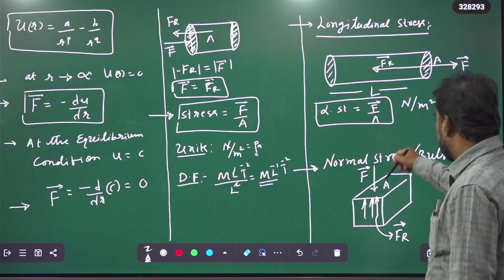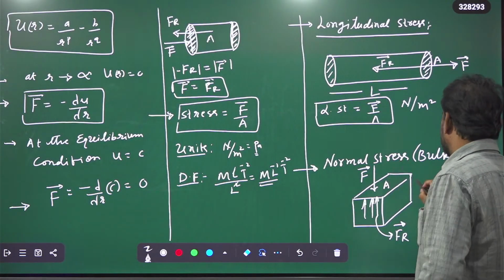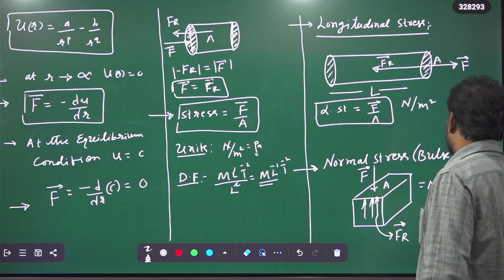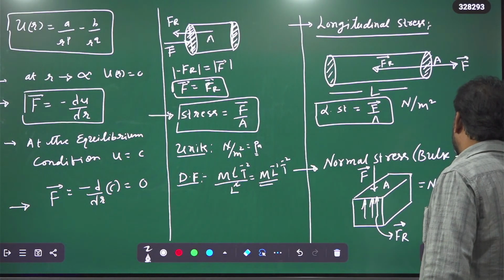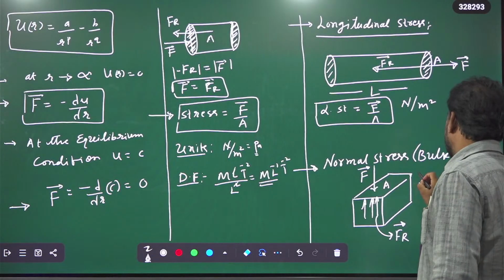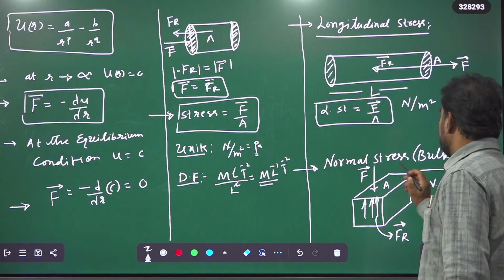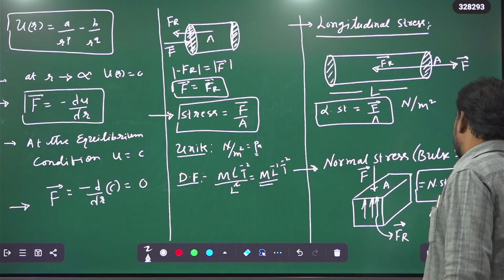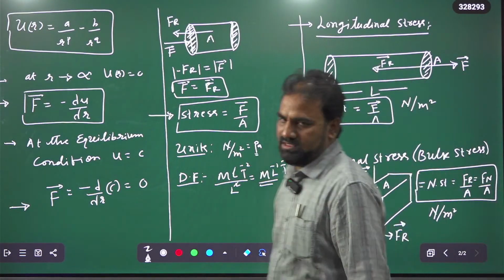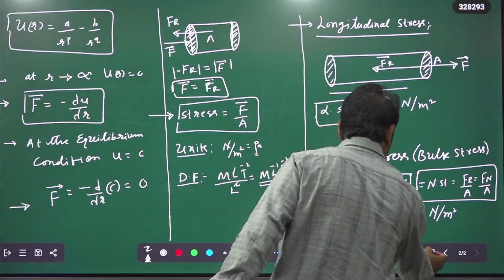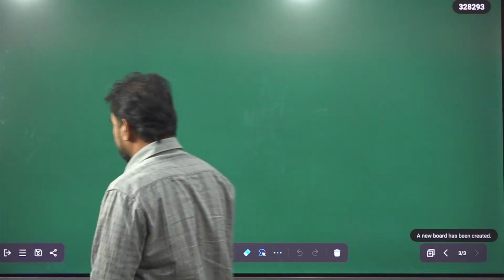So the normal force acting per unit area is called the normal stress. It is also denoted by N stress, that is equal to FR or FN upon A. FR by A or FN upon A is called the normal stress. It has the same units and dimensions, Newton per meter square. Okay, is it clear? Next, the third one is the shearing stress.